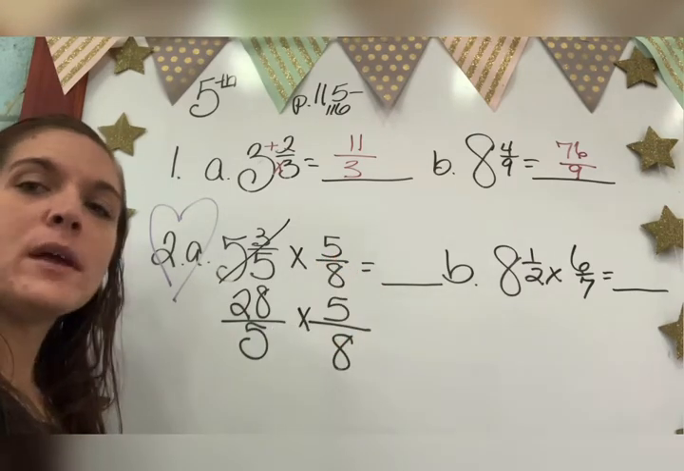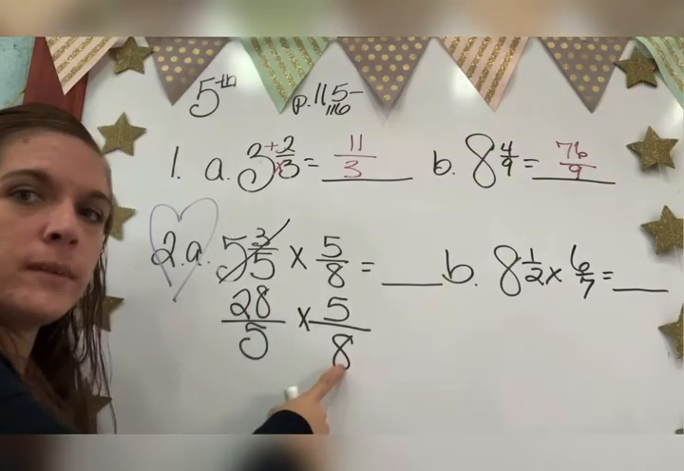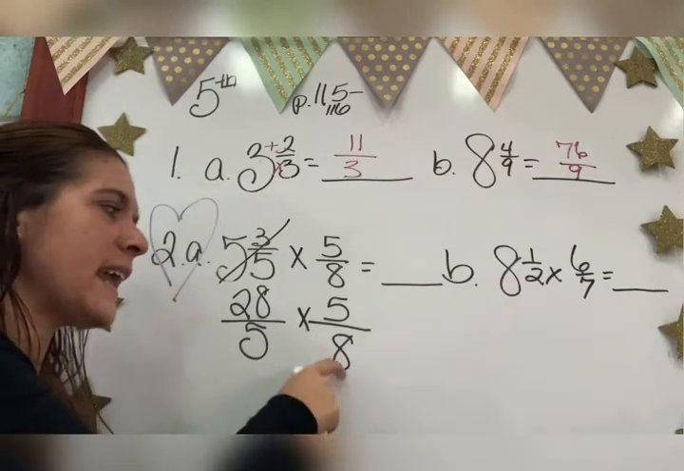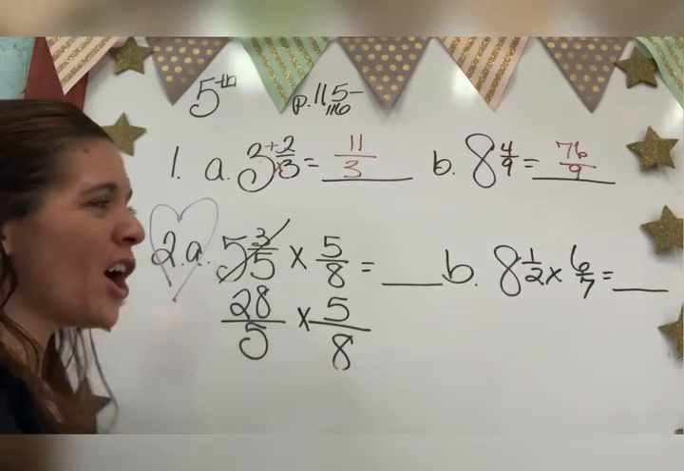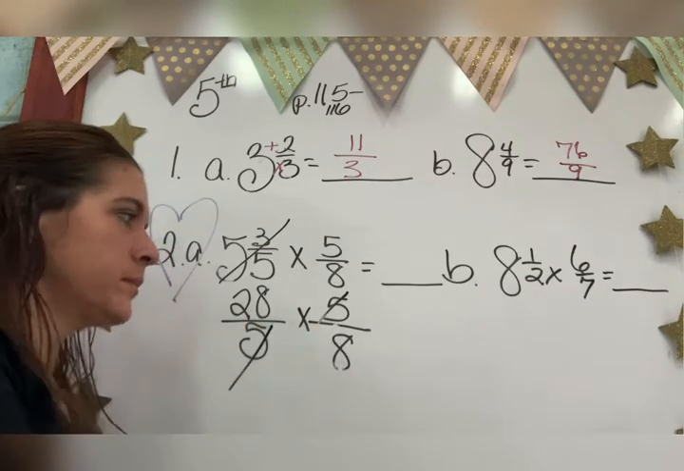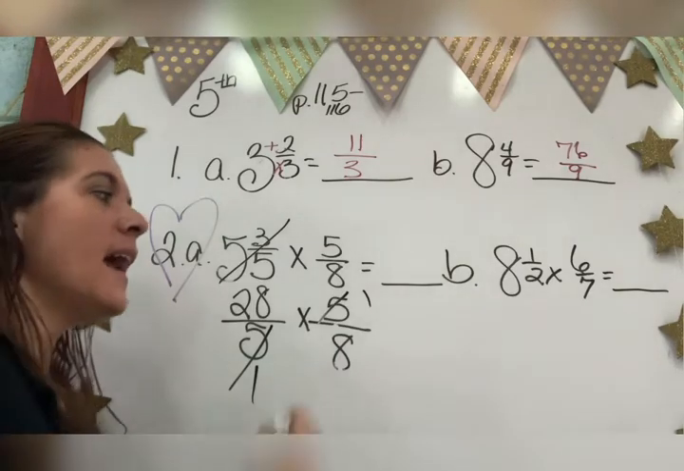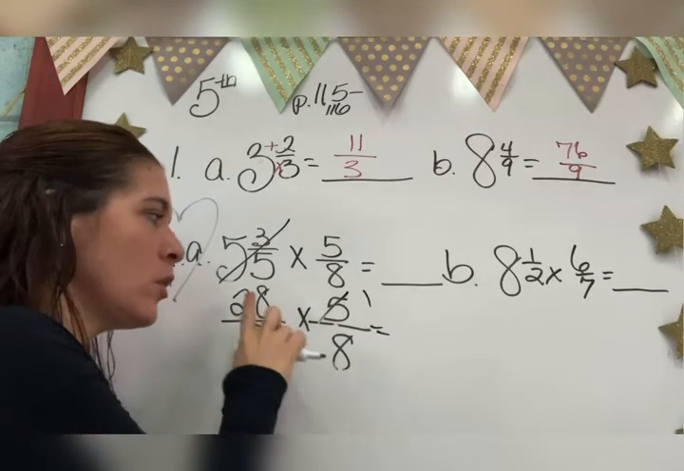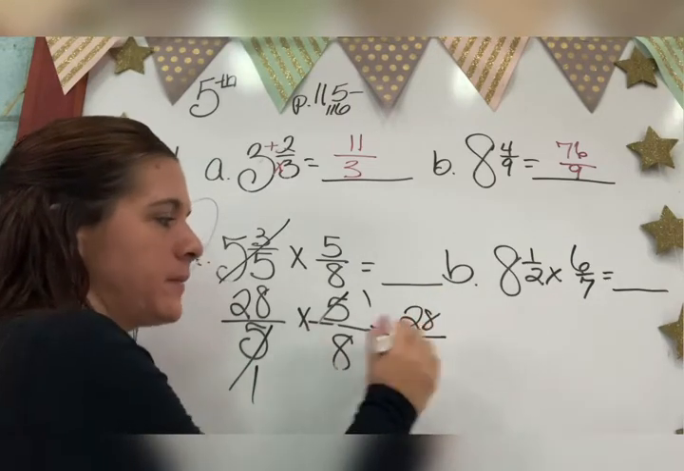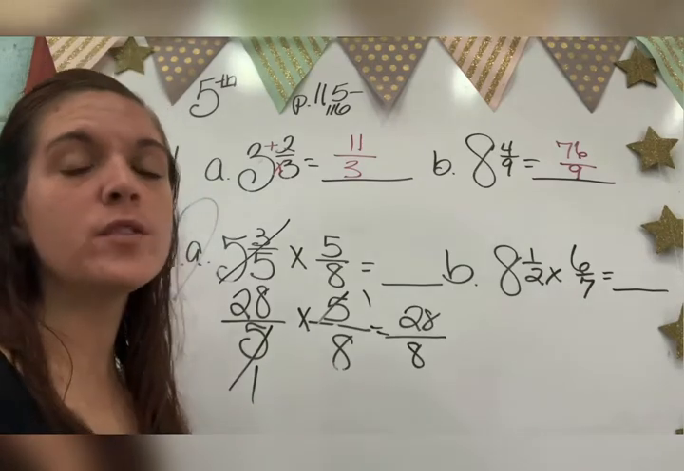Okay, now we look at it. Can we cancel anything? Can we divide this and this together? Daniel, can you divide 28 and 8 together? No. But can you divide 5 and 5 together? Yes. 5 divided by 5 is 1, so we put 1 and 1 in both places. And then we multiply. 28 times 1 is 28. 8 times 1 is 8.